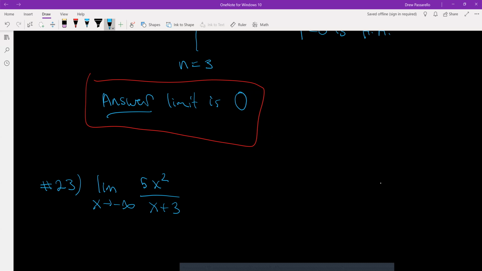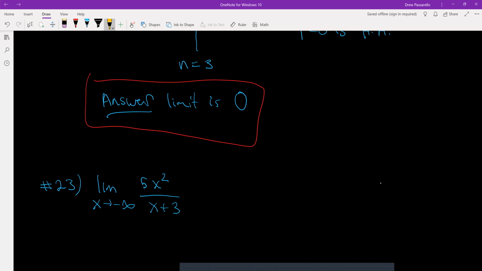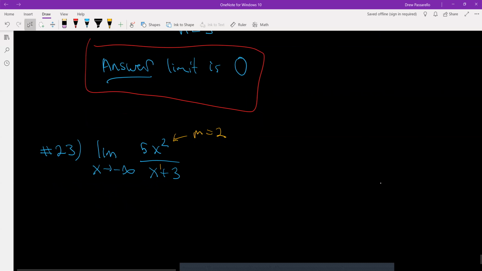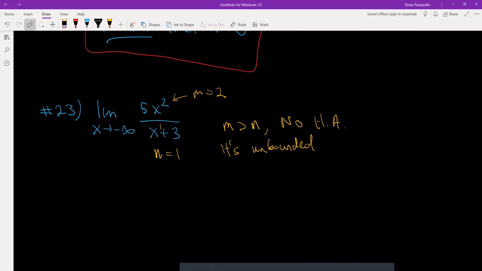All right, so x approaches negative infinity, and we have 5x squared divided by x plus 3. Focusing on the leading term, the degree up top, m, is 2. And then x is the same thing as x to the first power, so n is 1. In this case, the degree in the numerator is more than the degree in the denominator. So m is greater than n. That means there's no horizontal asymptote, so it's unbounded. Now the limit's either going to be unbounded to positive infinity or negative infinity.